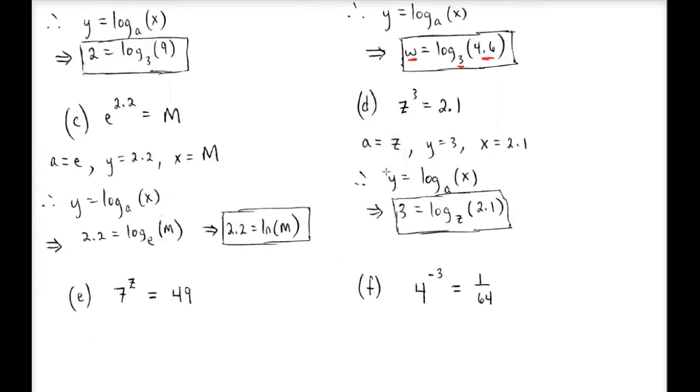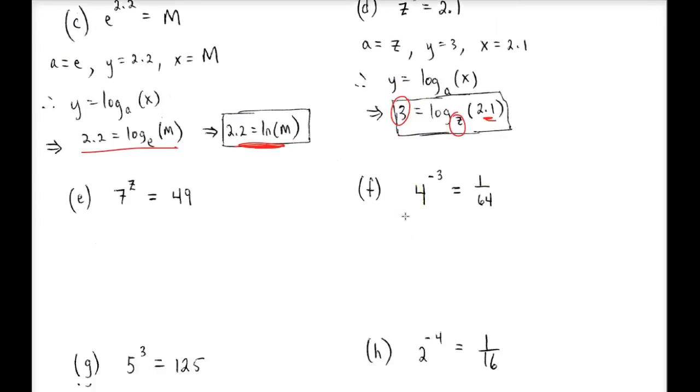Moving on to example C, we see that e raised to the 2.2 equals M ends up being 2.2 equals log base e of M, and log base e can be abbreviated as natural log, or ln of M. Example D, Z raised to the third power equals 2.1. We know 3 is the exponent, so that would have to be what Y is. Z is the base, and of course 2.1 is what's on the inside.